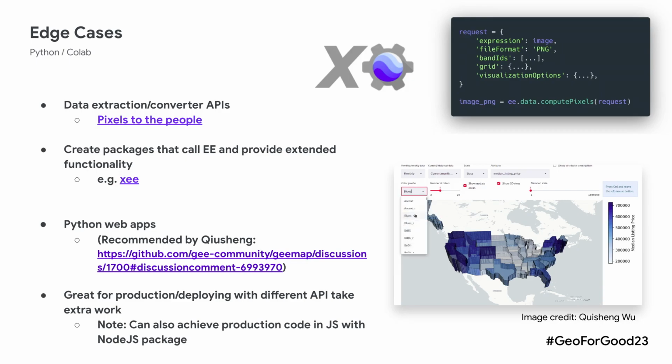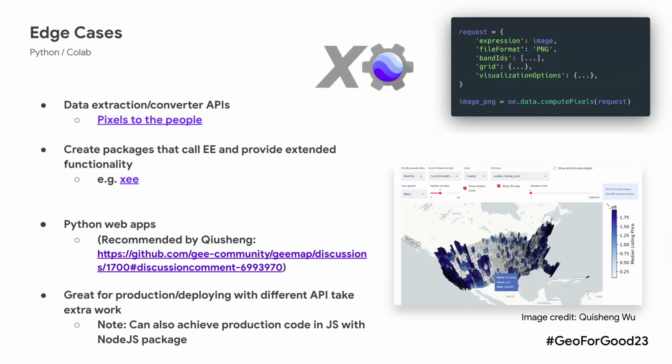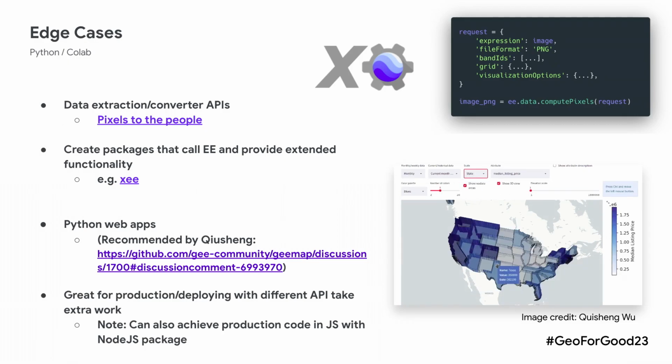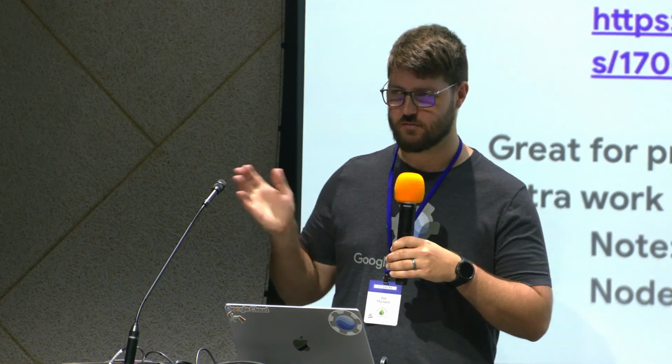In Python world, there's a lot of tooling around web apps. So there's this example here on the right showing a Streamlit app that was developed by Dr. Qiusheng Wu. And so you can take that workflow and then deploy to like a Flask or Django application. It's fairly straightforward. I don't want to say it's easy, but it's straightforward.